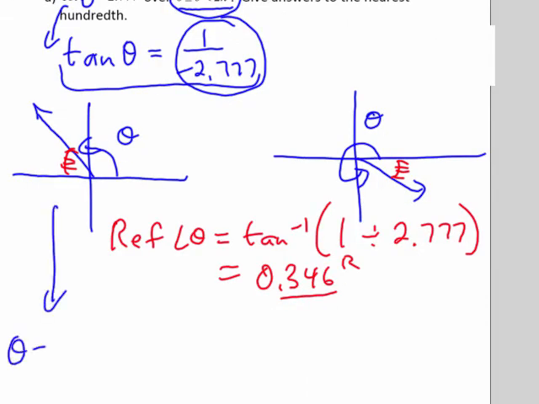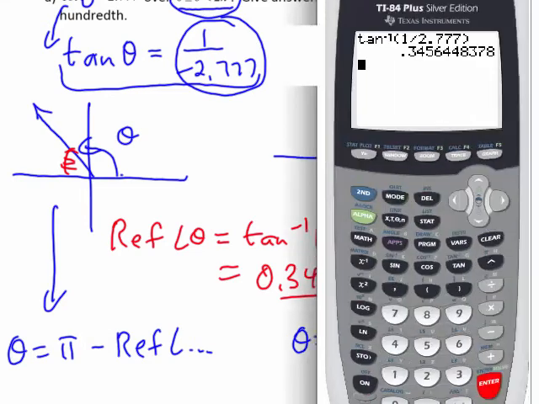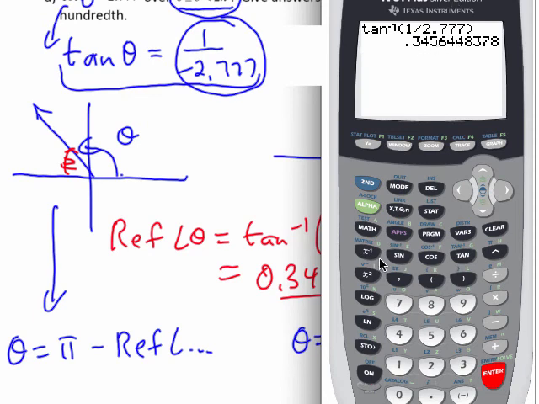All right, let's calculate our standard position angles. In quadrant 2, theta is going to be 180, which is pi radians, minus the value of the reference angle. And in quadrant 4, theta is going to be 2 pi minus the value of the reference angle. Now the reference angle we have on our calculator. Because I'm going to need to use this twice, I'm just going to store it in position A. Okay, so now when I calculate pi minus the value in A, I'll go alpha A.